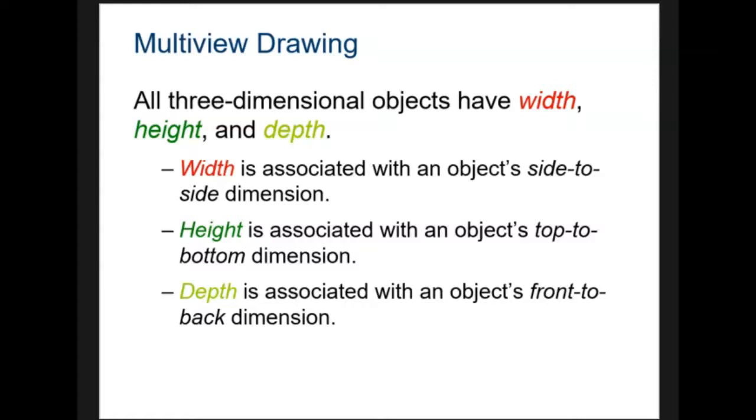All three-dimensional objects have width, height, and depth. Width is associated with an object's side-to-side dimension. Height is associated with an object's top-to-bottom dimension. Depth is associated with an object's front-to-back dimension.